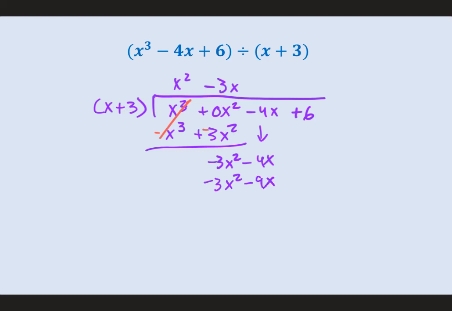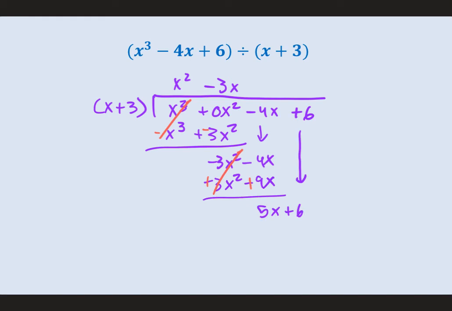All right, make that second line opposite. So the minus 3x squared becomes a positive 3x squared. The minus 9x becomes a positive 9x. Both of those pieces become opposite. The 3x squareds cancel. You have 9x and negative 4x. Combine those together, it's going to be a positive 5x. Drop it down. So it's a positive 6 drops down.